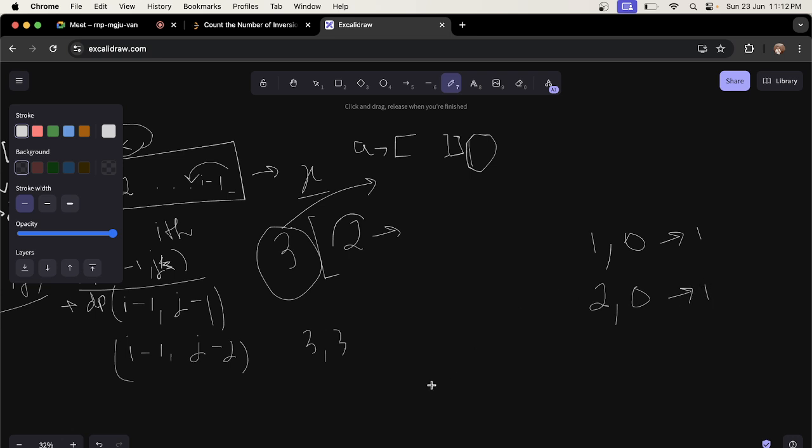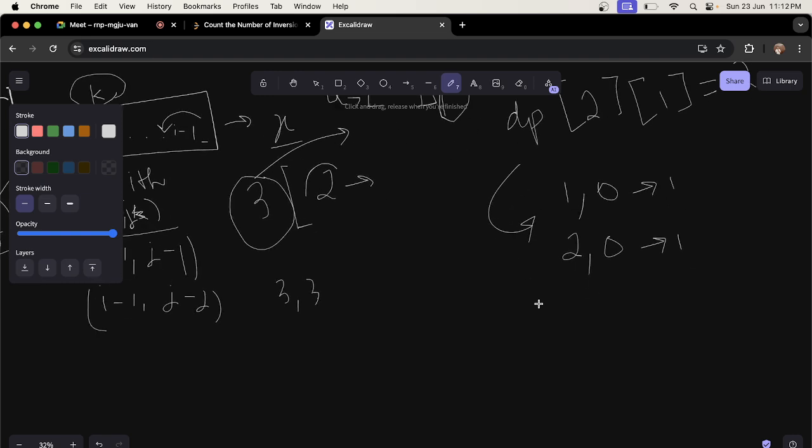Correct. Now let's say this is denoted by dp of 2 and 1, right? So dp of 2 and 1 denotes these two permutations and has a value of 2, right? Like these two permutations. This is clear?